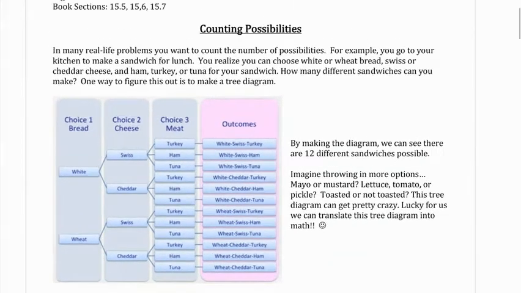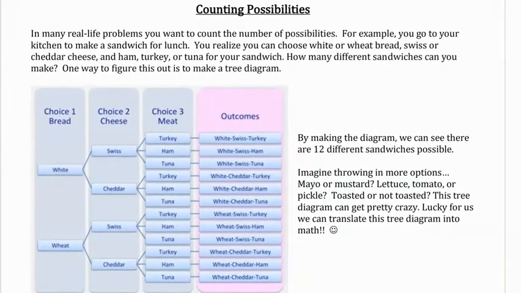So where we first learn about finding the number of possibilities is by making a tree diagram. So let's say you want to make a sandwich for lunch. You go into your kitchen, you have white bread and wheat bread, you have Swiss cheese and cheddar cheese, you have ham, turkey, or tuna to put on your sandwich. Now, obviously, you could combine a bunch of these, but if I just wanted to use one from each of those categories, I can figure out how many sandwiches.